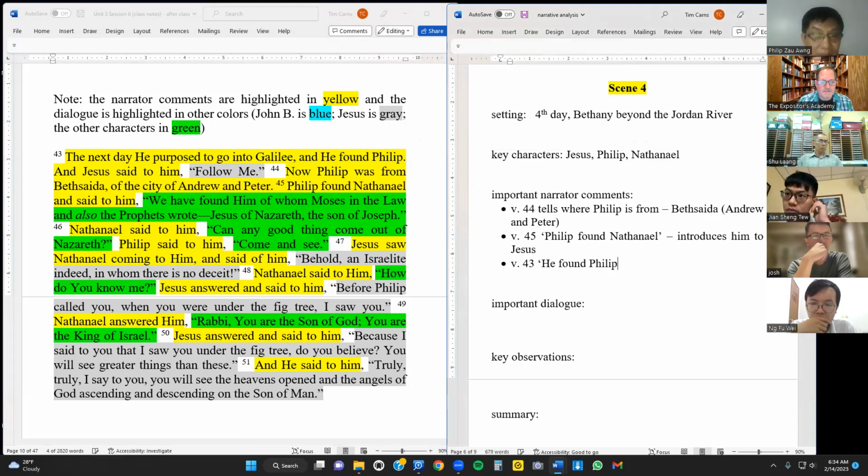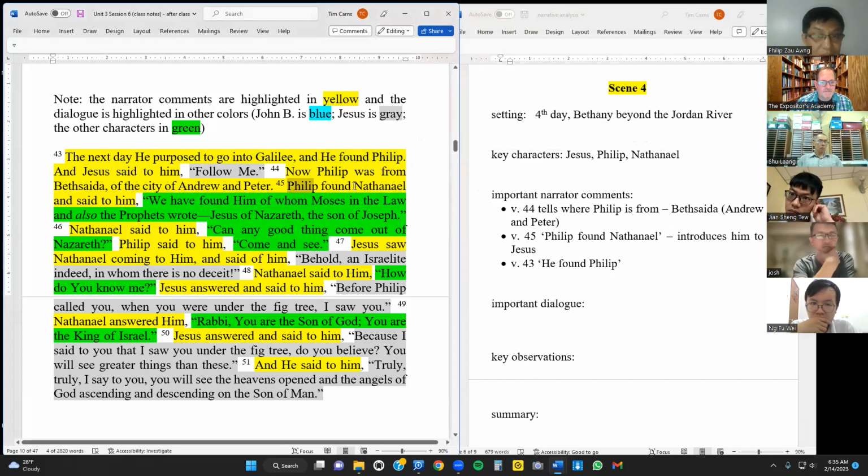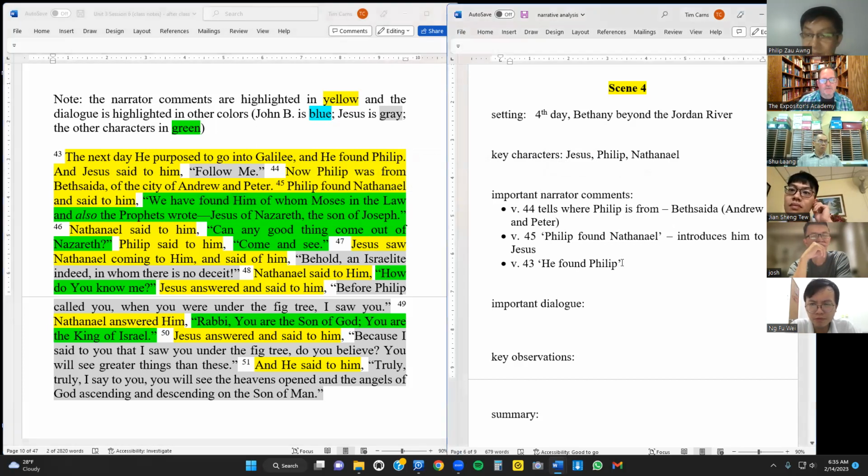But then notice it says Philip found Nathanael in verse 45. And then Philip says, we found him, right, to Nathanael. Where really, we see the disciples here seem to be the ones seeking, but who is it actually that looks for Philip? On this particular day, I think we're reminded of, ultimately, who is it that seeks the lost? Do the lost seek Jesus, or does Jesus actually find them?